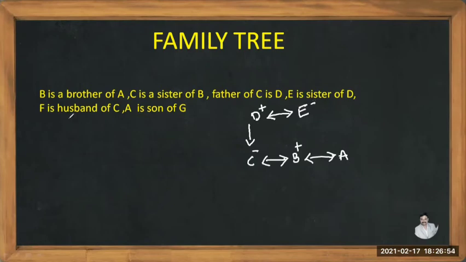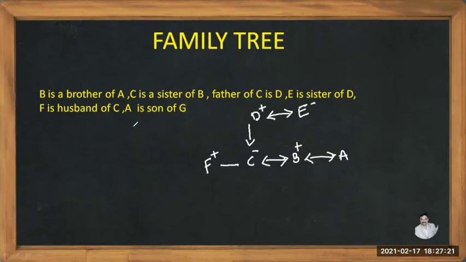And the next one, F is husband of C. The husband relation must be shown by a line. Then as F is husband of C, F must be positive. Don't forget to recognize whether they are male or female. The gender is the most important thing, my dear friends. As soon as possible, you need to write the gender immediately.